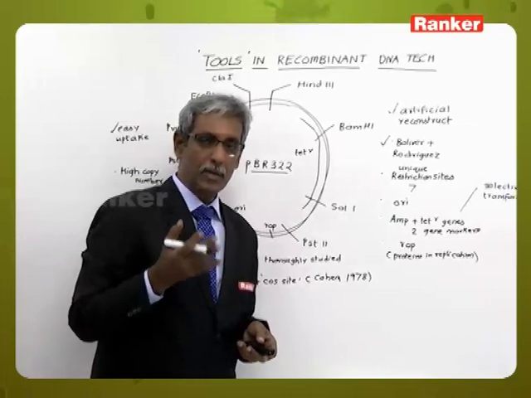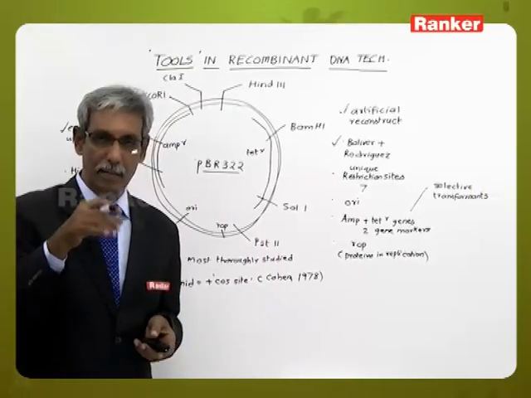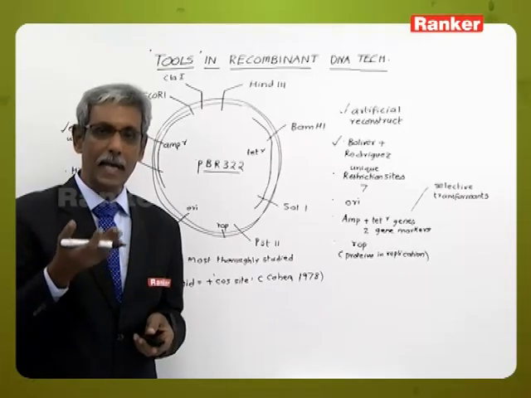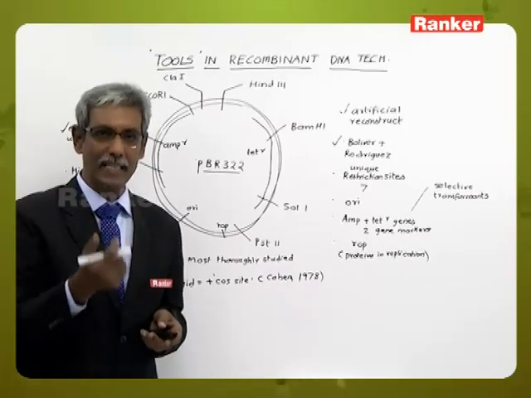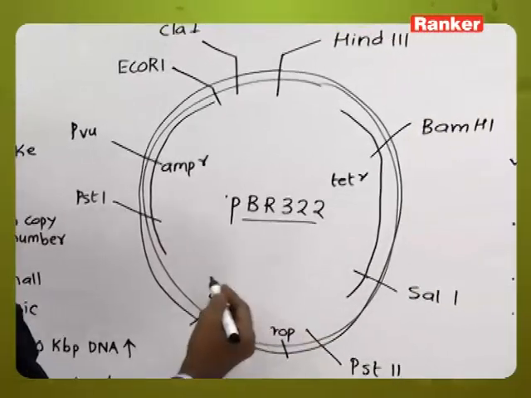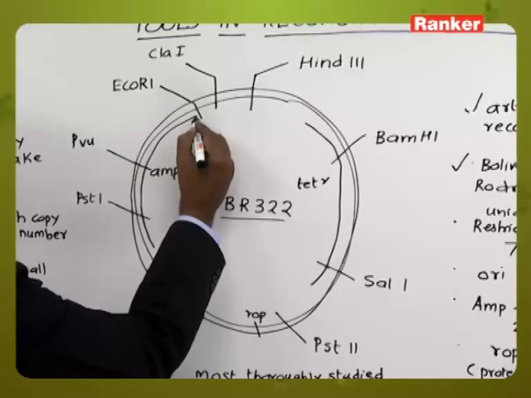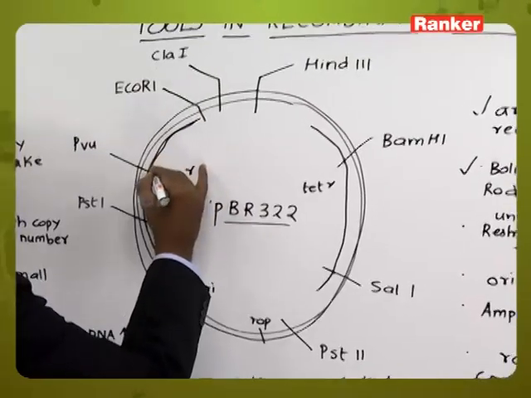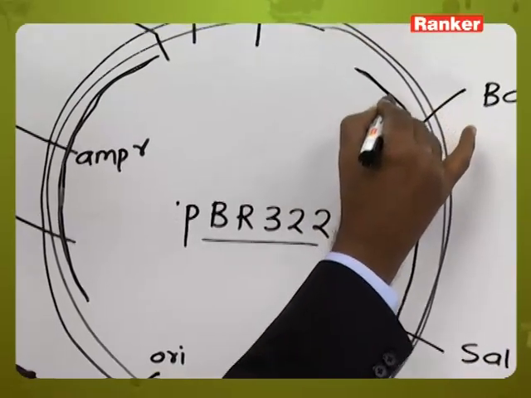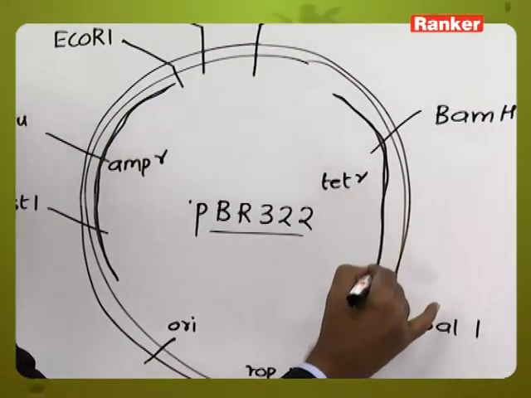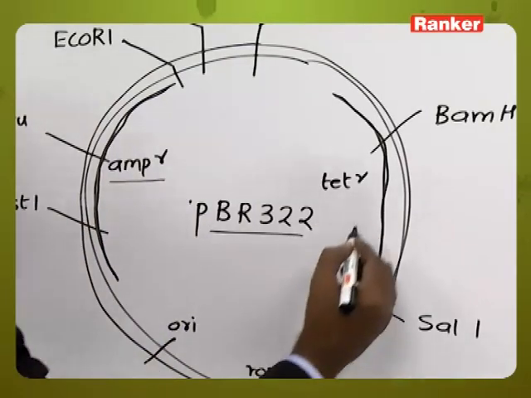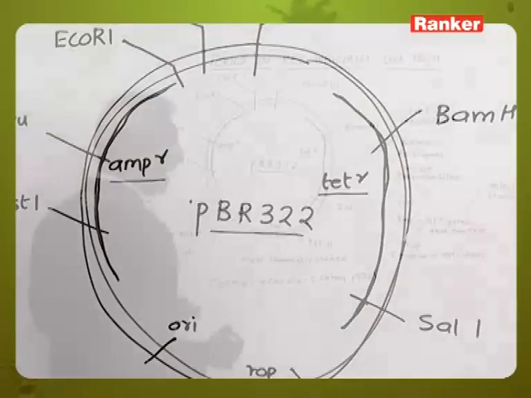A foreign gene of interest can easily be loaded into this. So, it's an easy uptake plasmid. A plasmid can easily accept a foreign gene. Now, when you take pBR322, we understand it has a left flank and it has a right flank. The left flank is termed as AmpR and the right flank is termed as TetR.